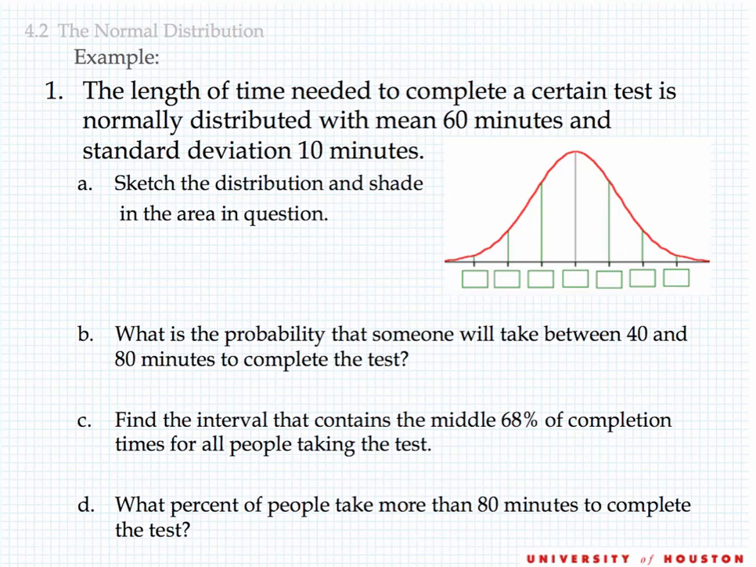Let's look at an example. The length of time needed to complete a certain test is normally distributed with a mean of 60 minutes and a standard deviation of 10 minutes. Here is our normal distribution. It's centered around the mean. I'm going to count by standard deviations to the right. I'm going to add 10, add another 10, and add another 10. Going the other direction, I subtract from the mean.